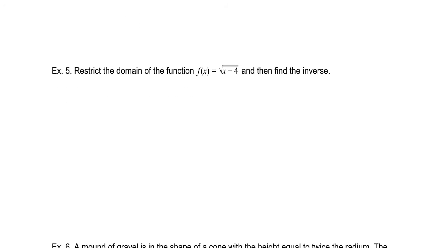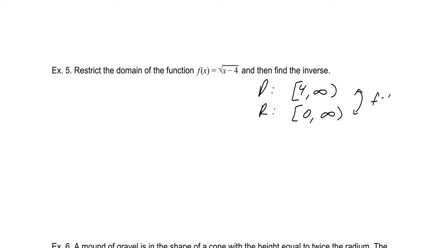Restrict the domain of this function and then find the inverse. Let's write our domain and our range. Our range is greater than or equal to 0, for values beginning at 4 and going to infinity. So we'll restrict our domain to x being greater than or equal to 4. When we switch these for our inverse, we should end up with a domain of 0 to infinity and a range of 4 to infinity.